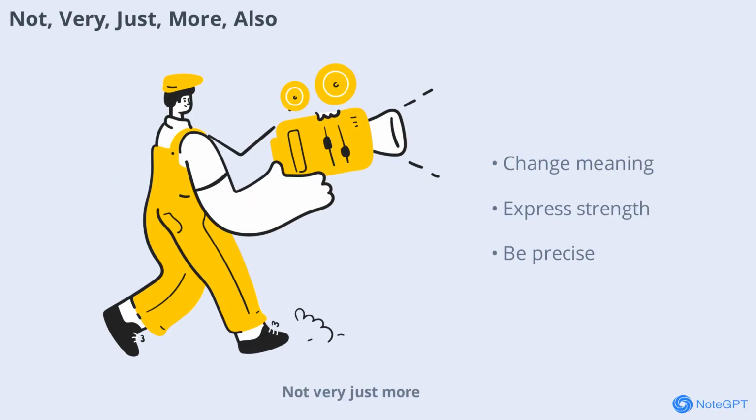Not, very, just, more, and also are adverbs that change the strength or meaning of a statement. For example, not easy, very good, just now, more time, or also important. These words help you express exactly what you mean.